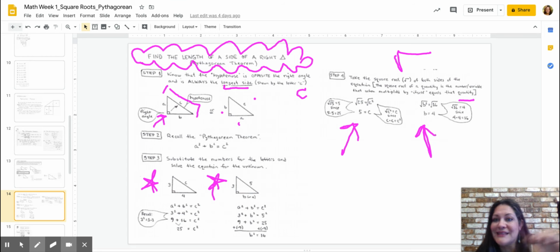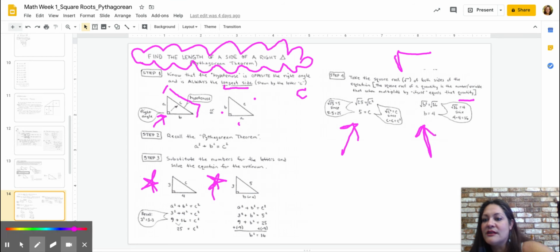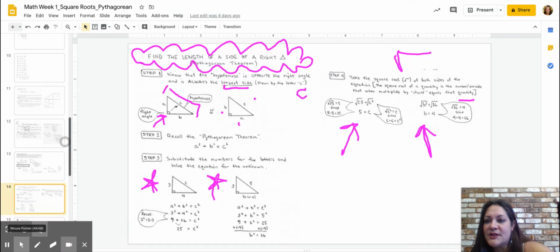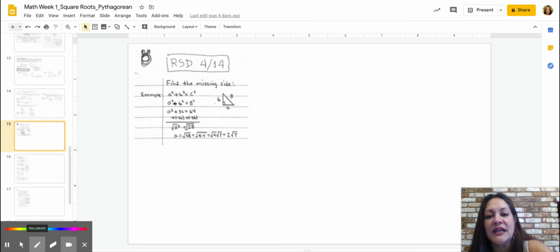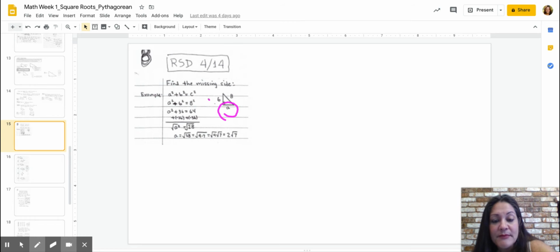Okay, so let's get on to our work. All right, you guys feeling good? This is something you remember? Hope so. Okay, so here we have our example, find the missing side. So when I'm looking at this, of course, I know that the theorem is a squared plus b squared equals c squared. Over here, I can see that I am looking for a. That means that 6 is going to be my b and 8 is my c. So let's plug those in.